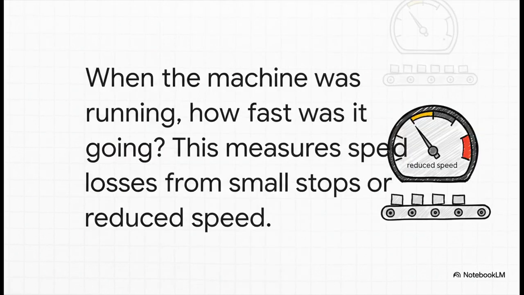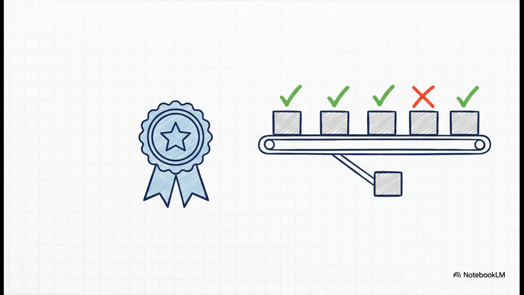Next up, we've got performance. So for the time the machine was running, the question is, how fast was it really going? This is all about measuring speed loss. It compares what you actually made to what you could have made at top speed. This is where you see the impact of things like tiny little stops or choosing to run at a slower than ideal pace. And the third piece of the puzzle is quality.